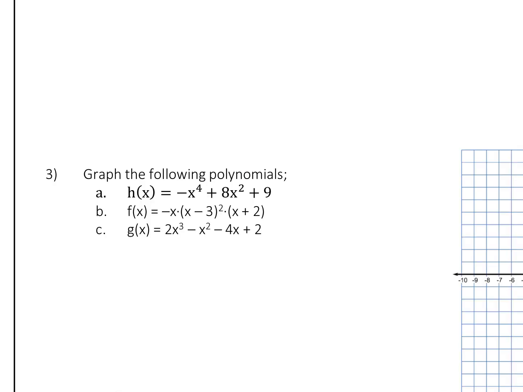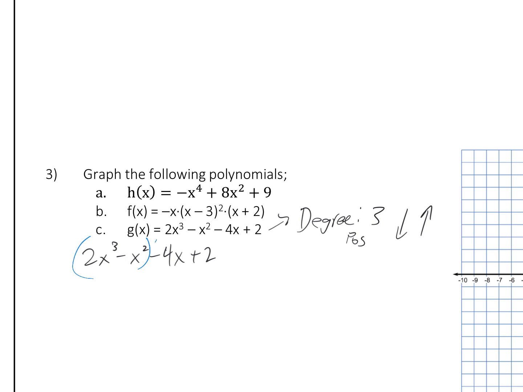Okay, let's look at that last part of this one. So here we go. Let's try to break this polynomial up. Again, first thing, note the degree. My degree for this one, I'm going to say the degree is 3, and it is a positive. So I'm going to be going down on the left and up on the right. It is an odd positive polynomial. And for this one, 2x cubed minus x squared minus 4x plus 2, I'm going to just group and factor this.